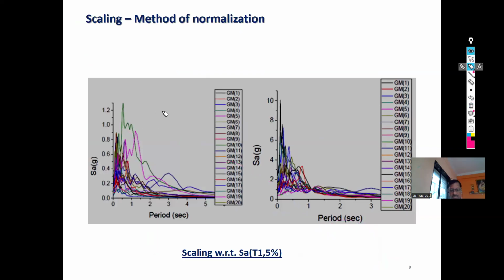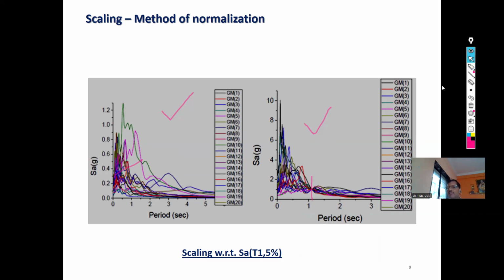So these are the two figures. This is the response spectrum before scaling, and this is the response spectrum after scaling. Now we have normalized this, so all the lines are passing through a single point. And what is that point? The building time period, whatever the building we have taken for the analysis. So all the lines are passing through this particular line. Again, just watch that the spread of the response spectra is also minimized. This is the main reason why in the IDA curves the spread is found to be minimum.